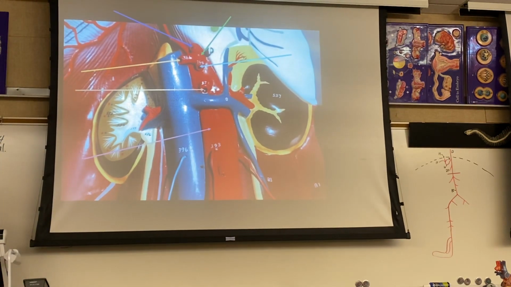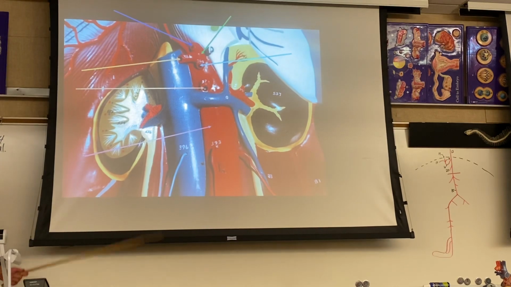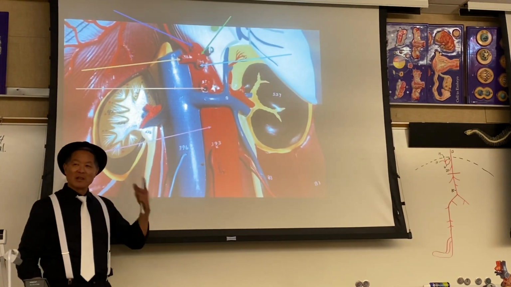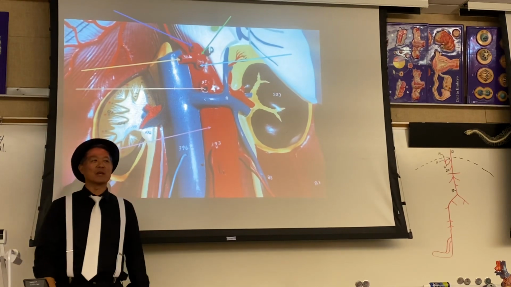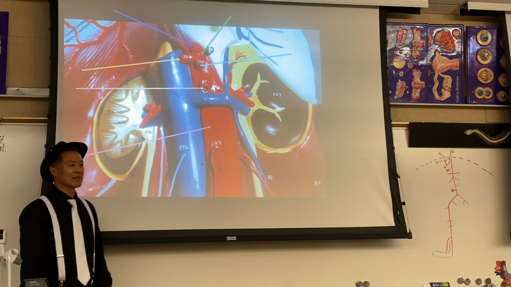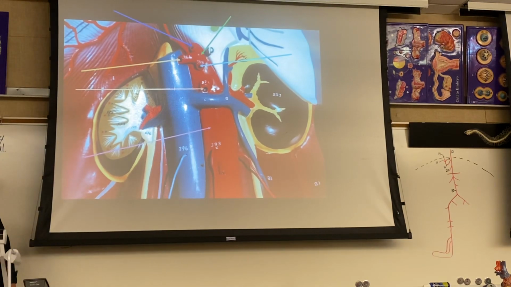Okay, everybody got it? By the way, these vertical lines up here on the top, that's the diaphragm. Look at how celiac trunk, boom, as soon as the aorta appears underneath the diaphragm, celiac trunk is right there. Boom. Everybody see that? Yes.